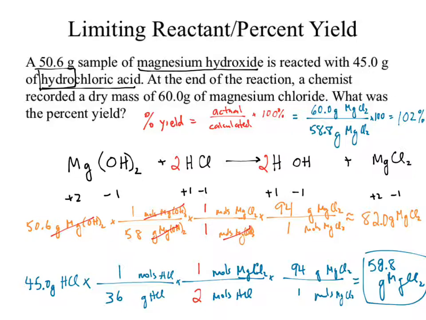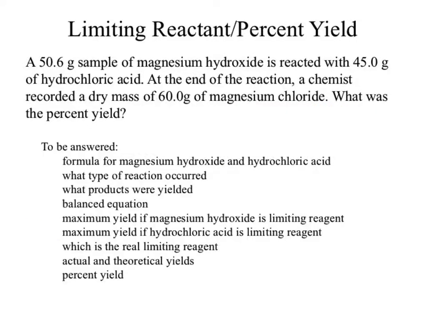Okay, so why is this question so much more difficult than any of the others? Well, let's look at the things that have to be answered. You needed to know the formula for magnesium hydroxide and hydrochloric acid. You had to know what type of reaction occurred. You had to determine what products were yielded. You had to balance the equation. Maximum yield of magnesium hydroxide was the limiting reagent. Maximum yield of hydrochloric acid was the limiting reagent. Which one was the real limiting reagent? What are actual and theoretical yields? Actually calculating the percent yield.